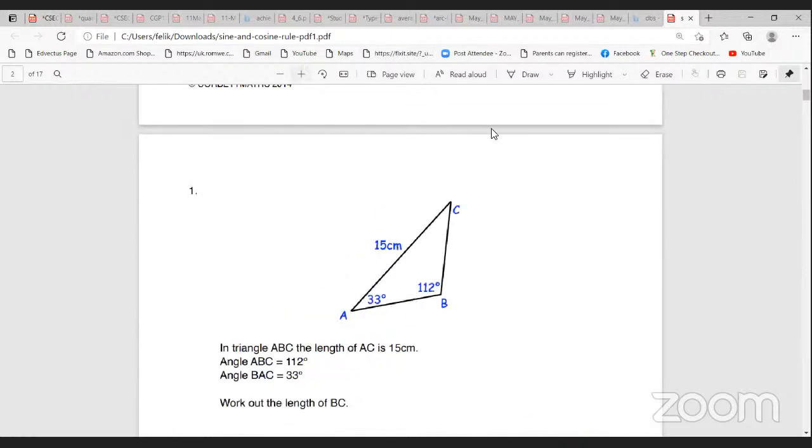All right, so we're looking at the sine and the cosine rule. I would have given you that formula before.